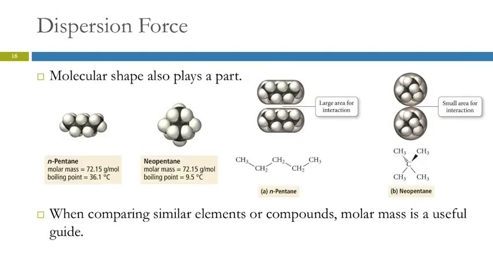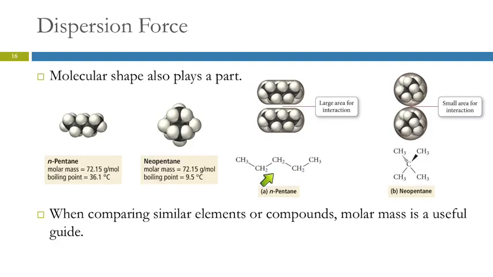It also depends on shape. So here we've got N-pentane and neopentane. So N-pentane has 5 carbon atoms strung together in a line. And in neopentane, there's 1 central carbon atom and the other 4 carbon atoms are attached to it. They have the same number of carbons, same number of hydrogens, so their molar masses are identical. But their boiling points are not the same.